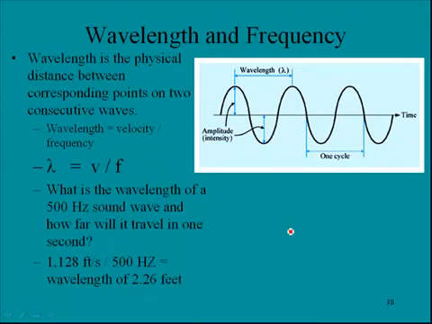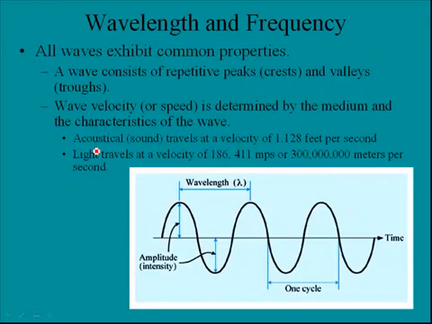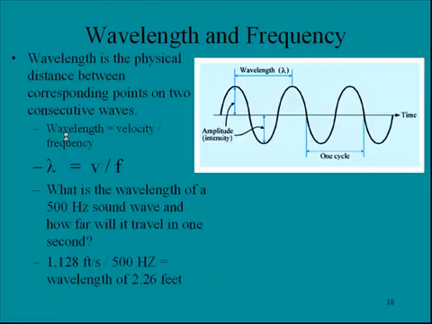Wavelength and frequency. Wavelength is the physical distance between corresponding points on two consecutive waves. And notice when we talk about wavelength, we're talking about a distance. We're not talking about time, we're talking distance. Wavelength is determined by dividing velocity by frequency. And so for velocity, we would have to look at the two things we just looked at. Is it the velocity of sound? Is it the velocity of light?